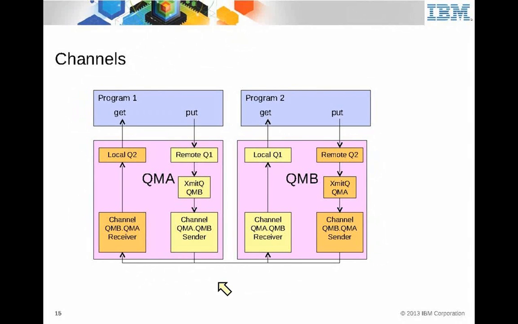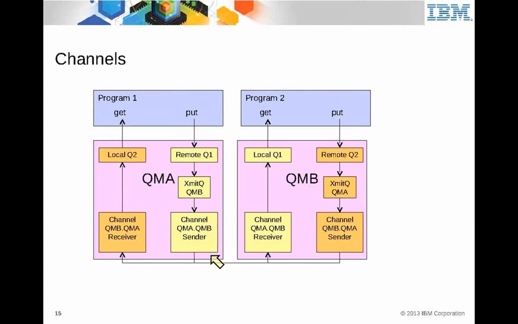The last slide kind of waved its hands a little bit. It didn't go into a lot of details, but here we've got Program 1 and Program 2 on two separate queue managers, Queue Manager A and Queue Manager B. And if you really want to get a message from Program 1 over to Program 2, you see the XMIT queue, and we talked about that. But under the covers, what MQ is using is what's called a channel.